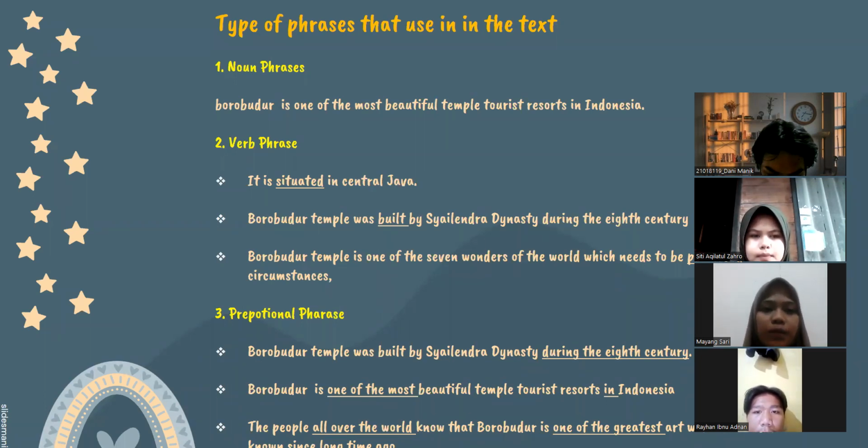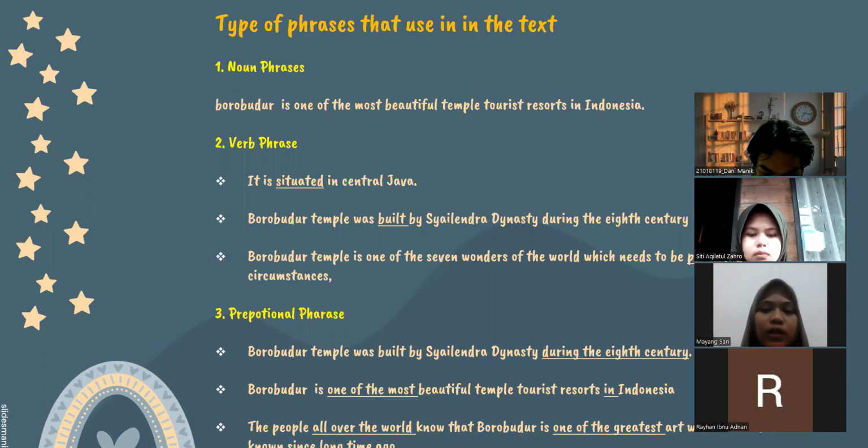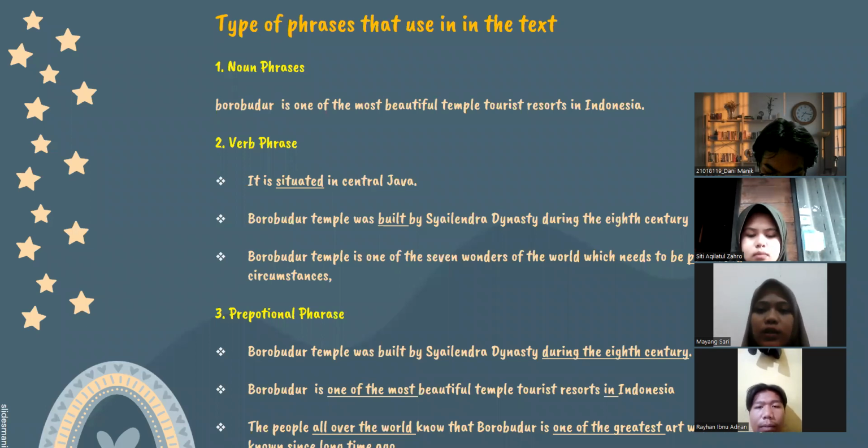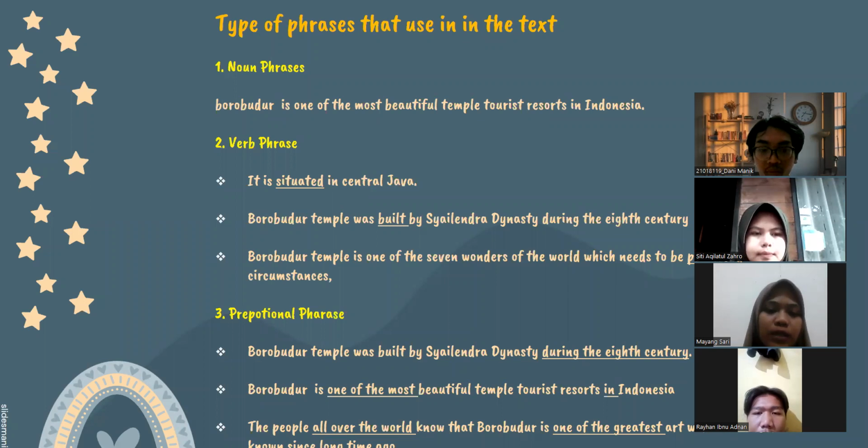Second is verb phrase. We have 3 examples in the text. There are 3 sentences. It is situated in Central Java. Situated is a verb phrase. Borobudur Temple was built by Sailendra dynasty during the 8th century. Built is the verb phrase, and the other one is preserve. Next, prepositional phrase. There are 3 examples here we found in the text.